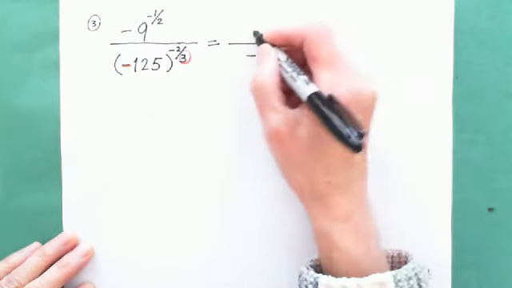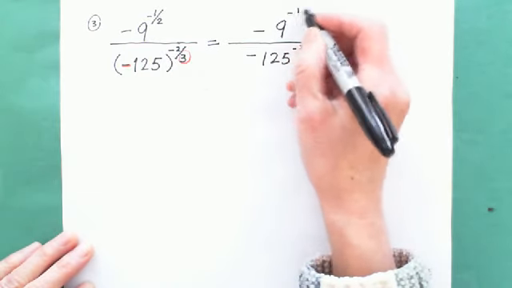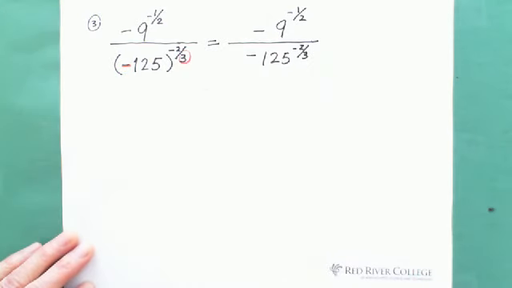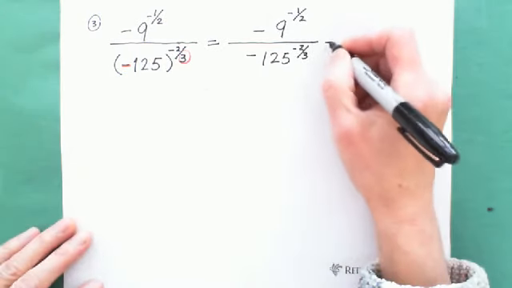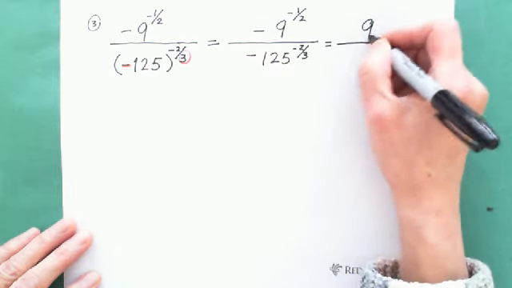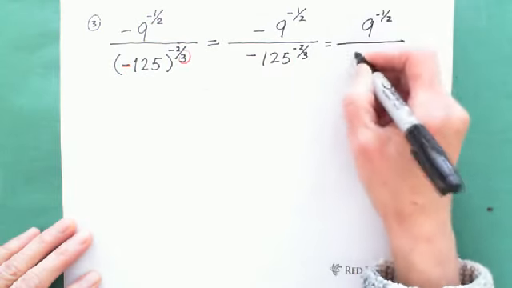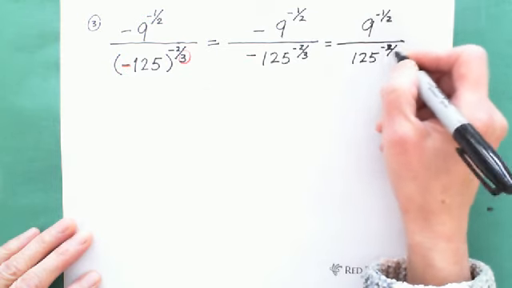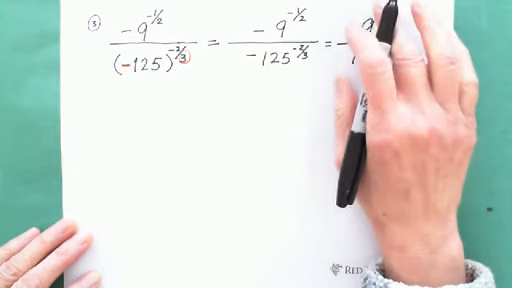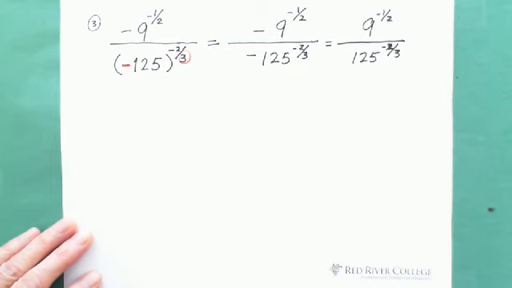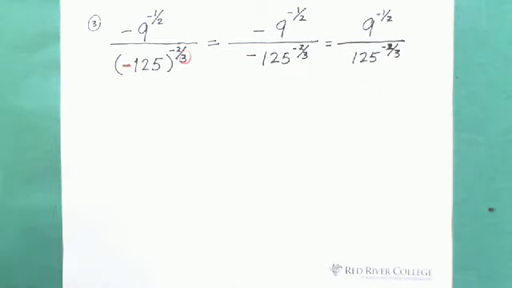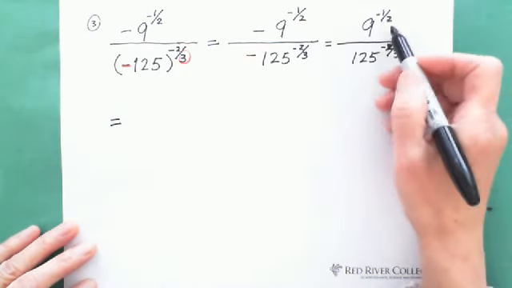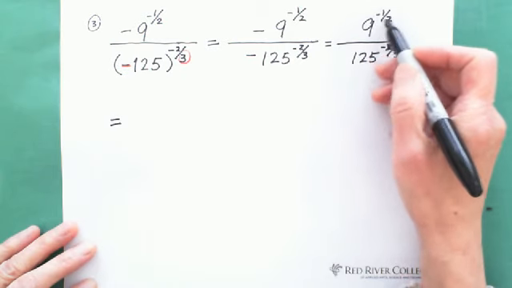And the top is negative 9 to the negative 1 over 2 exponent, and this negative can be cancelled. First we deal with the sign. Then we can write this one as 9 to the negative 1 over 2 exponent. This is 125 to the negative 2/3 exponent. Nothing changes, we just simplify and deal with the sign. Then the next step, we deal with the exponent.